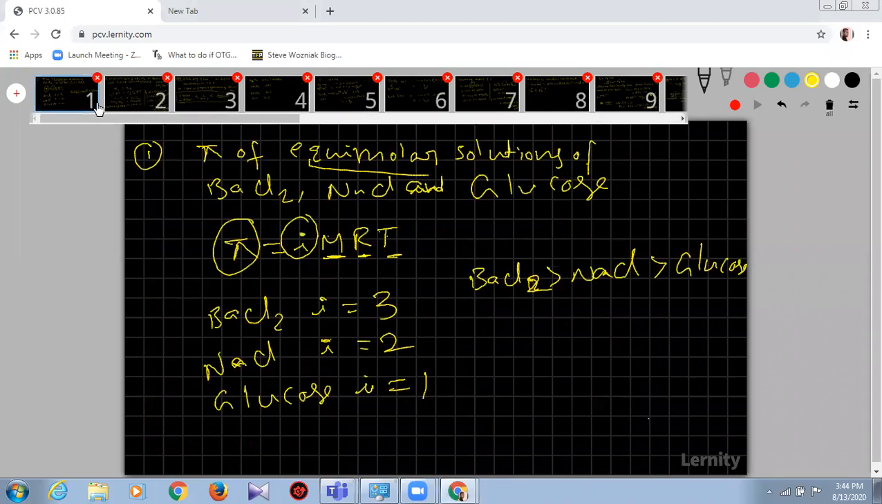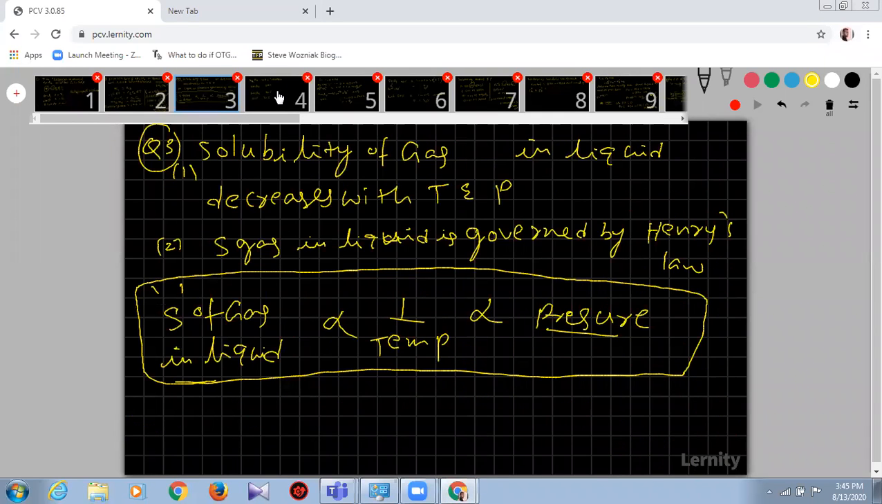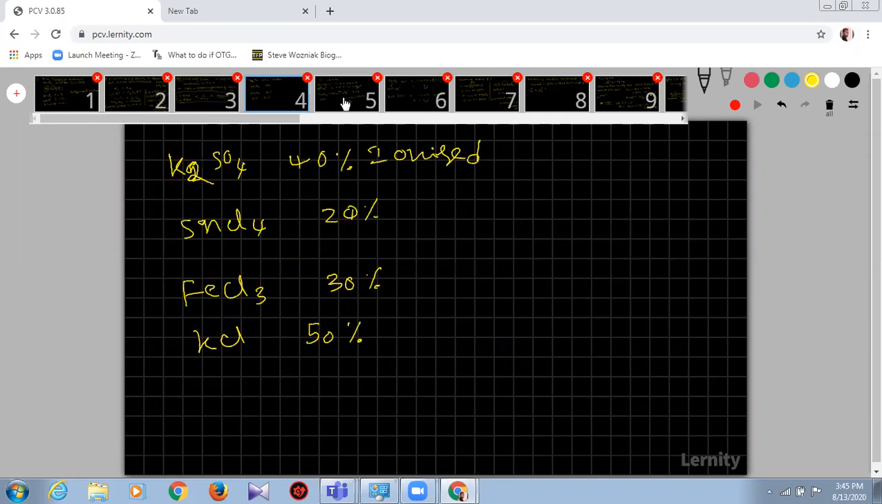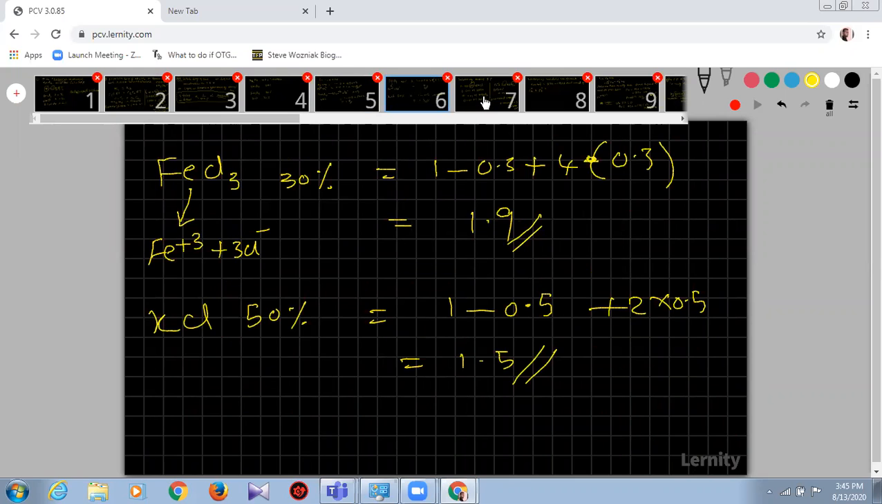This is the first slide. Take the screenshot. Second slide. Third slide. Next, fourth slide. Next, fifth slide. Next, sixth slide. Next, seventh.